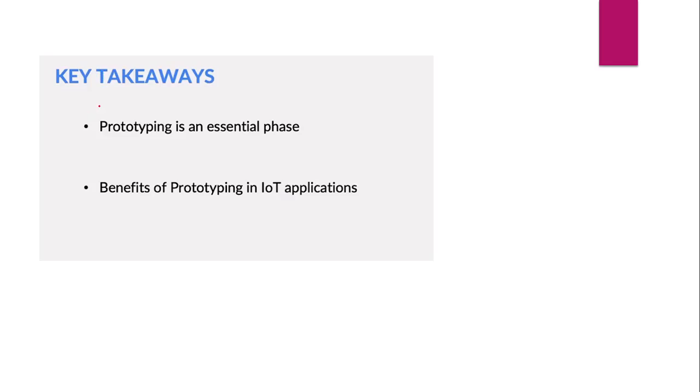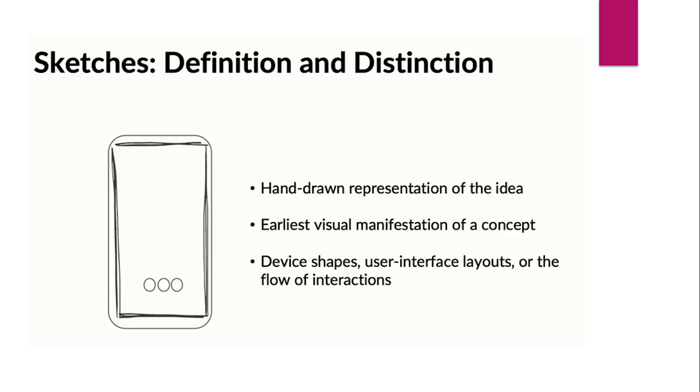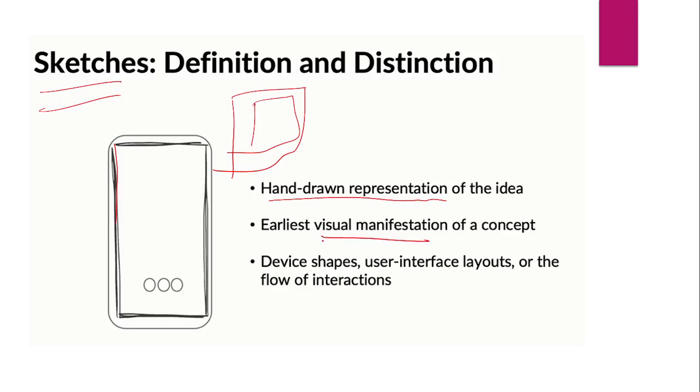Here are the key takeaways from the previous slide: you now understand what prototyping is and what the benefits of prototyping in IoT applications are. The next one is the low fidelity prototyping model. Here we are going to see sketches, wireframes, and mockups. What are these things? Sketches means, for example, I am designing an app, so I draw how my app has to look on my mobile: a hand-drawn representation of the idea and the earliest visual manifestation.